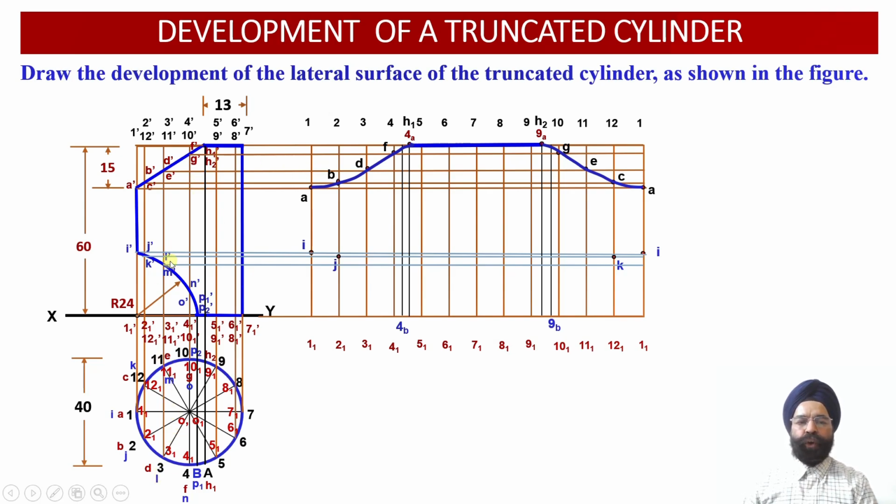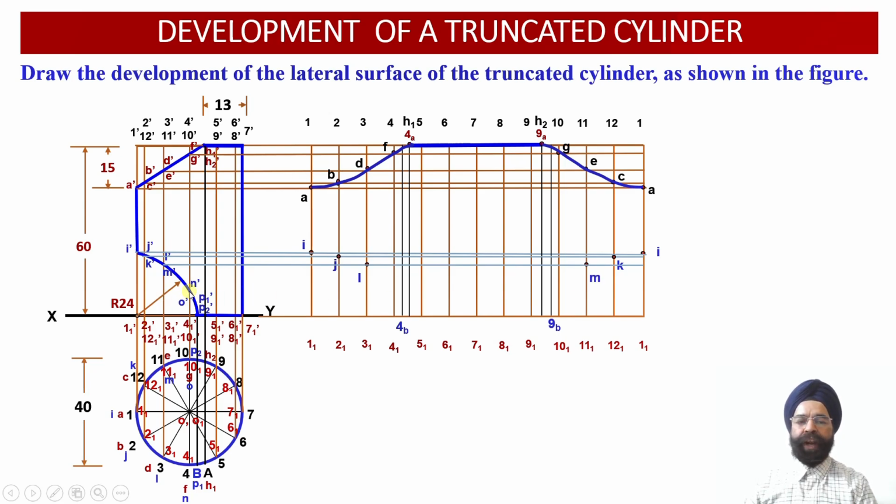So now from L dash and M dash, once we draw a horizontal projector line, this will be the point of intersection of this horizontal projector line with vertical generator 3 3 1, and this will be the point of intersection of this horizontal projector with the vertical generator 11 11 1. So the 2 points L and M have been appropriately located into the developed surface view over here.